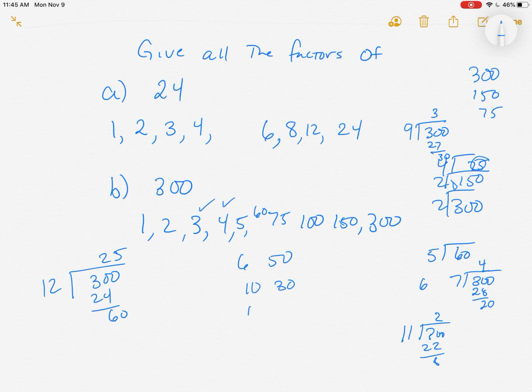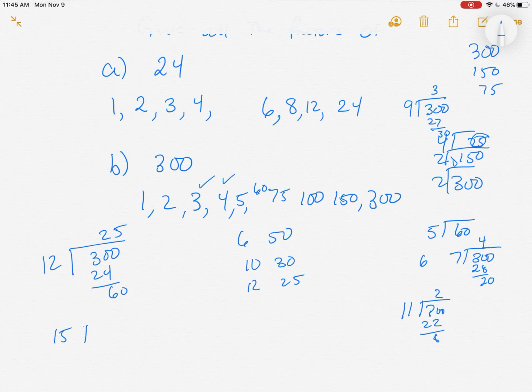13, no. 14, nope, because 7 didn't go in. 14 can't go in. 15, yep, 15 should go in because a 3 and a 5 go in. And what you'll see is that we're getting closer and closer to each other, 15 and 20. 16 won't go in because 8 didn't. 17 won't go in. 18, 18's made up of a 2 and a 9, but the 9 didn't go in, and so 18 has no chance. And then 19, no, and 20 we've looped back.